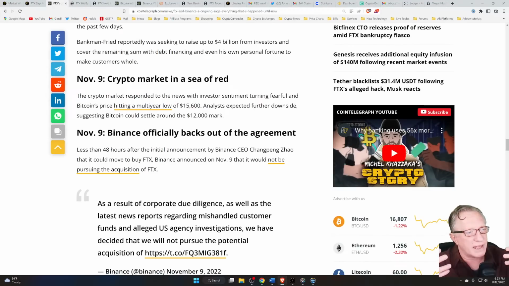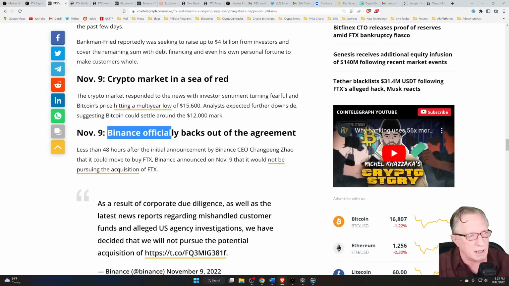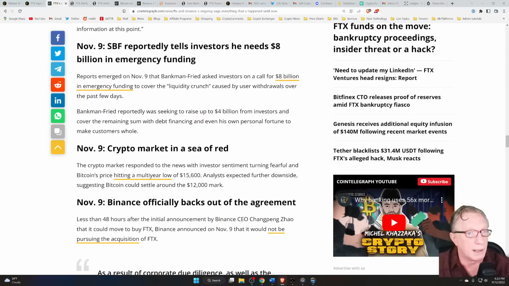Now, just the fact that Binance was going to buy out FTX was enough to start a panic, right? And so the crypto market saw a sea of red. This was hitting hard and fast. But when Binance officially said no, there's no way we're going to be able to take over, then things started turning sour in the crypto market.